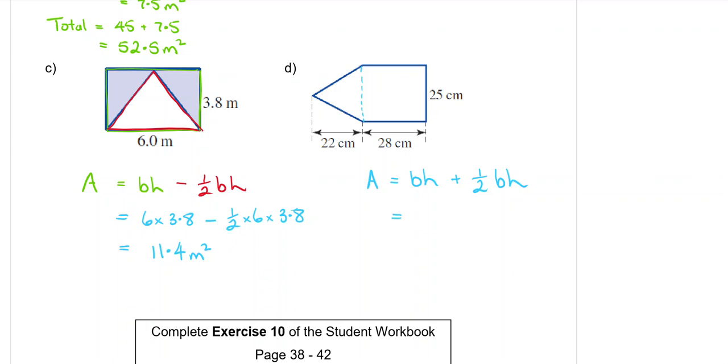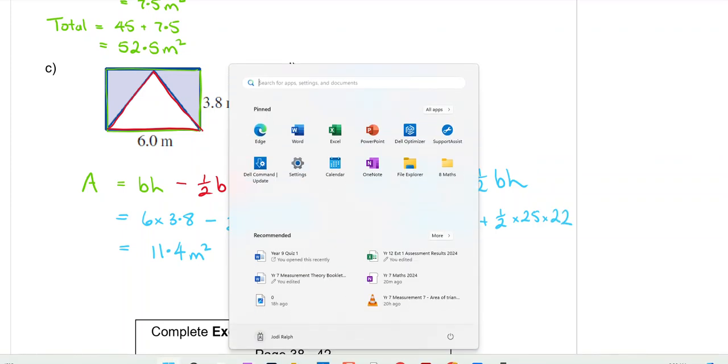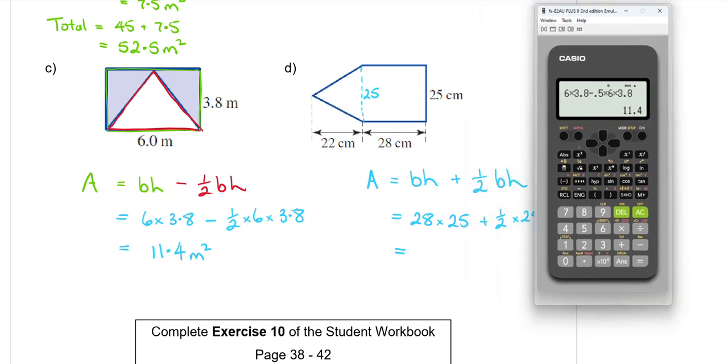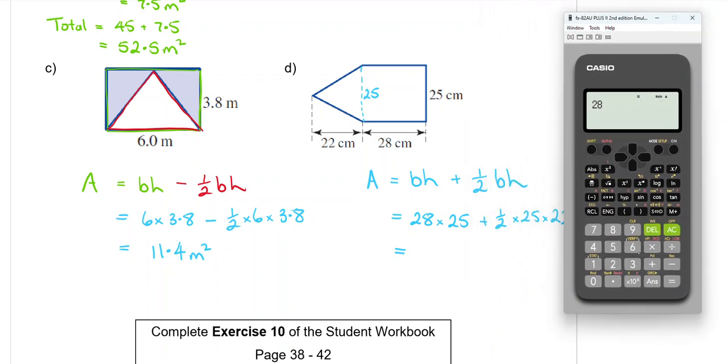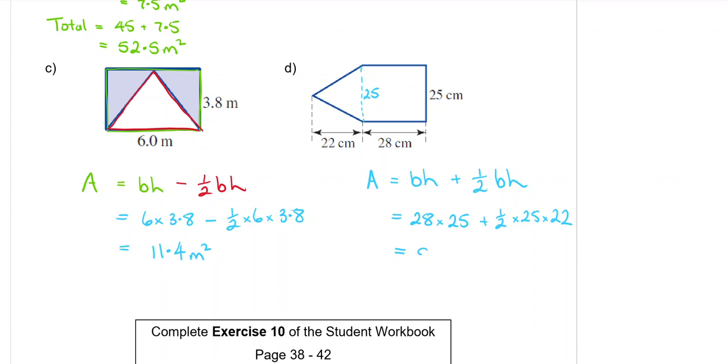Okay, then subbing in, my rectangle is 28 times 25, and then plus my triangle, the base here would be 25, and the perpendicular height would be the 22. So half times 25 times 22. Type it all in. It's 975 centimeters squared.